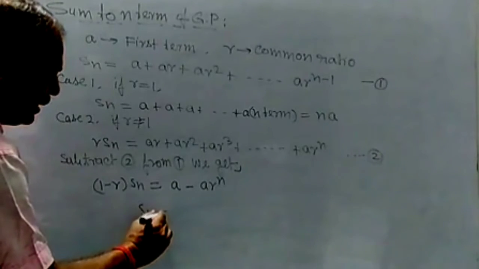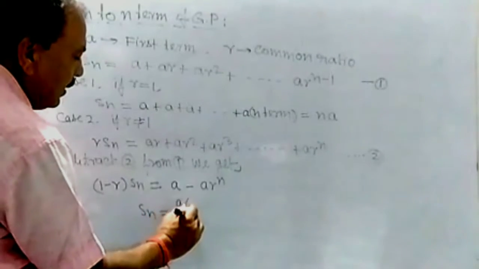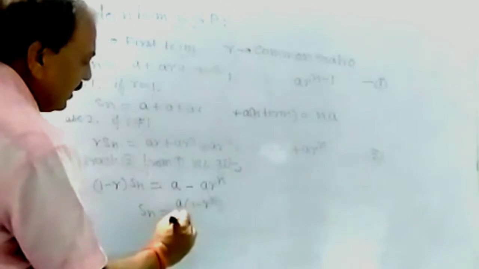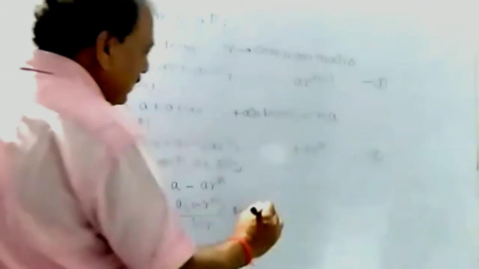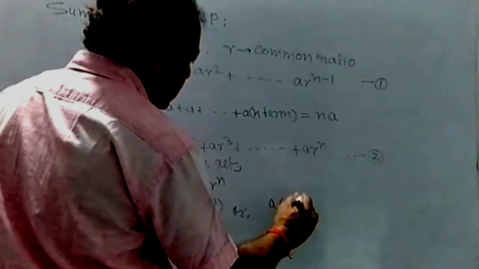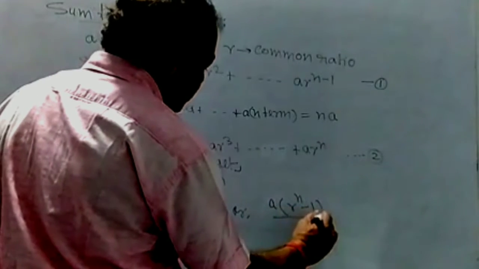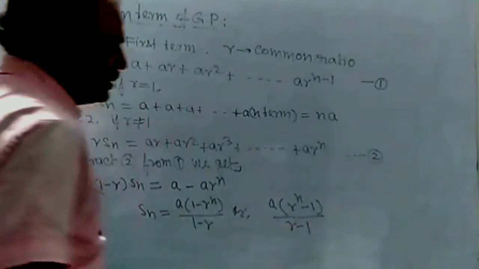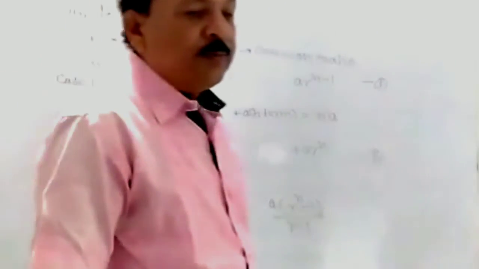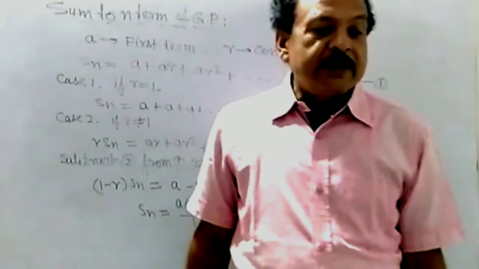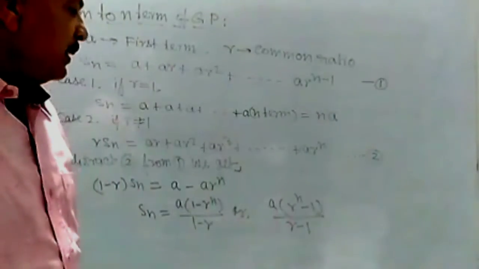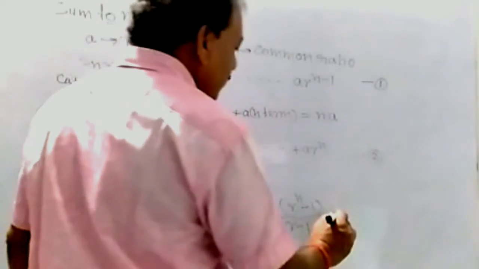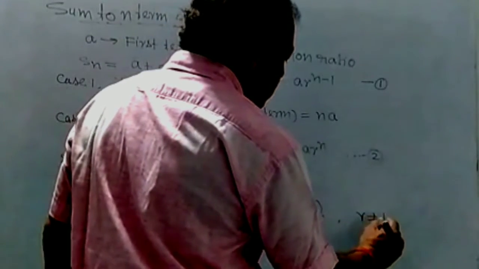Then you get Sn equal to a (1 minus r to the power n) upon 1 minus r, or here you get a (r to the power n minus 1) upon r minus 1, if r is greater than 1. So that is the sum of n terms of a GP if r is not equal to 1.